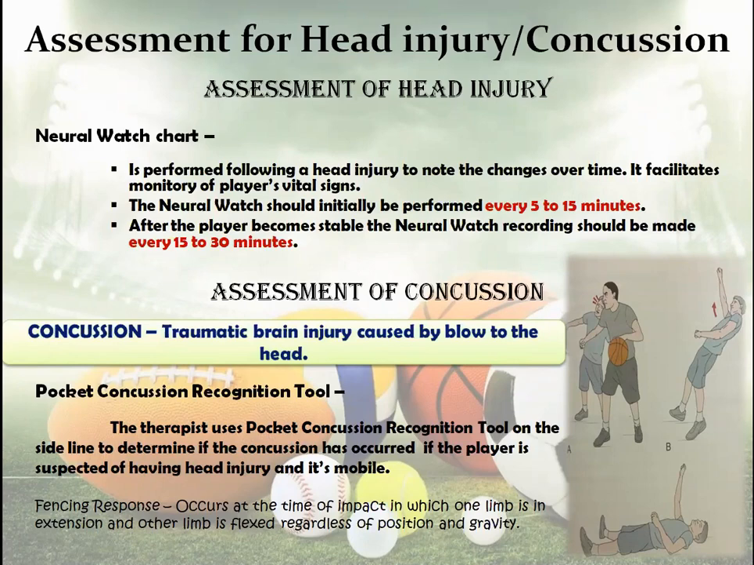Concussion in on-field injury is usually accompanied by fencing response. Fencing response is a peculiar position of the upper limb in which one limb is in extension and other limb is flexed. This response occurs due to moderate force to the midbrain, that is the brainstem, which lasts up to several seconds after the impact.